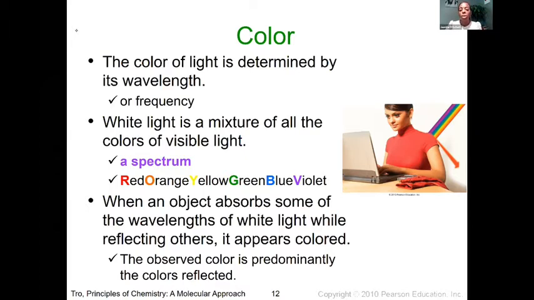Now, the colors that we observe are based on when white light hits an object. Some of the colors are absorbed by the material that we're looking at, while others are reflected. Those colors that are reflected, like the picture shown here where the red light is being reflected, are what we're ultimately observing.